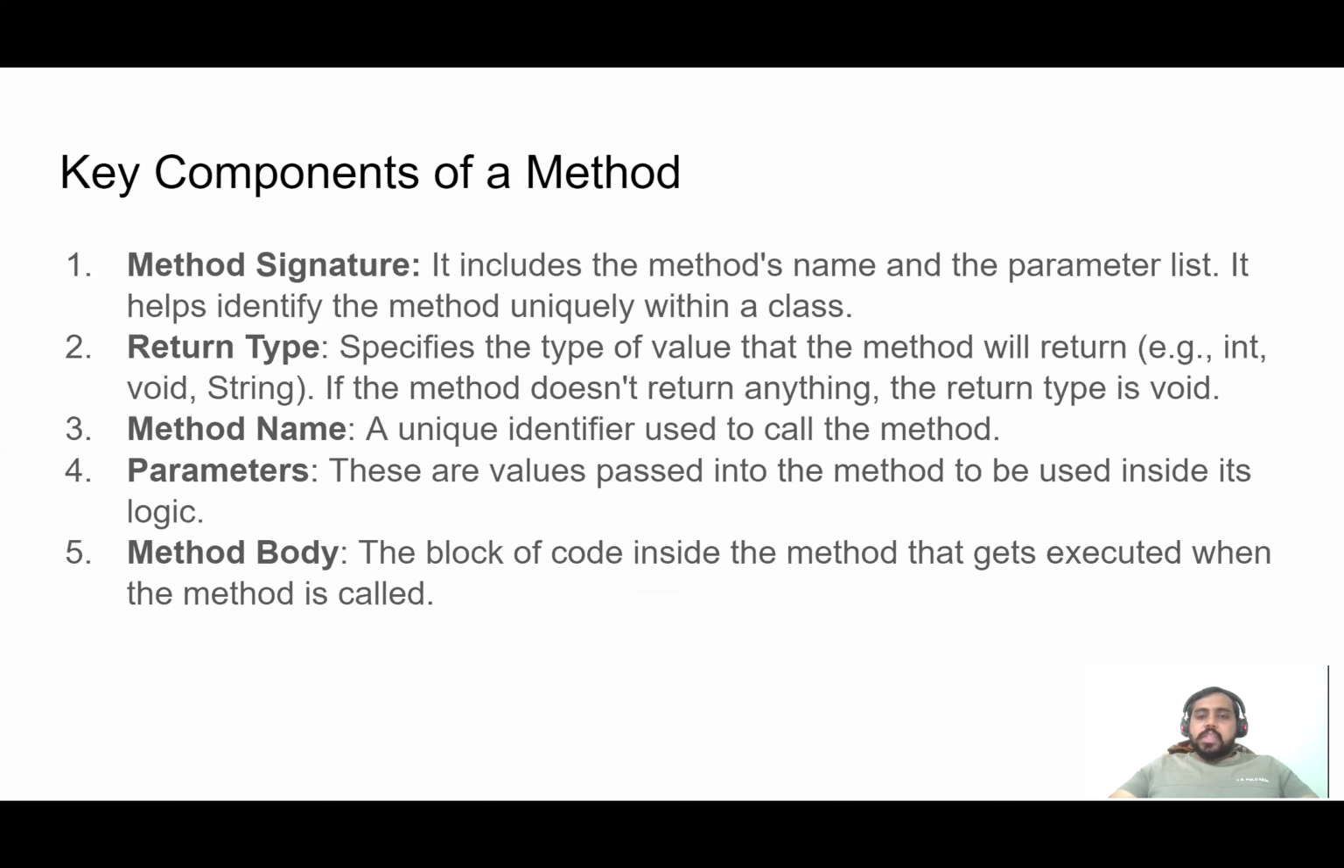So, the key components of a method: what is a method, and during the creation of a method, what are the key components? First is the method signature. The method signature includes a method name and parameter list. Parameters mean the values that need to be passed to the method, and it helps to identify the method uniquely in a class.